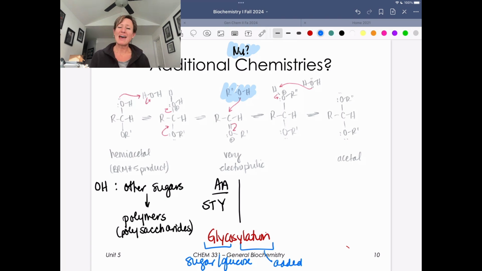So when we talk about that nucleophile for this chemistry, right, thinking about what nucleophiles do we have, that OH can come from other sugars, 100%, and that's going to generate polymers or polysaccharides, but we also can have that OH group come from 3 specific amino acids, serine, threonine, and tyrosine. That is how we are going to hook sugars and proteins together. We refer to that as the glycosylation of proteins. We're going to talk about some examples of that in just a second.